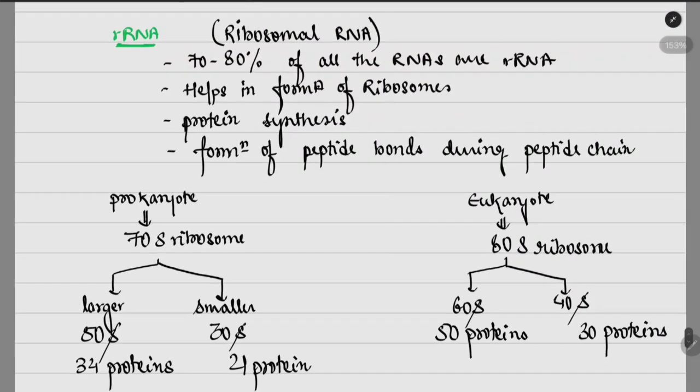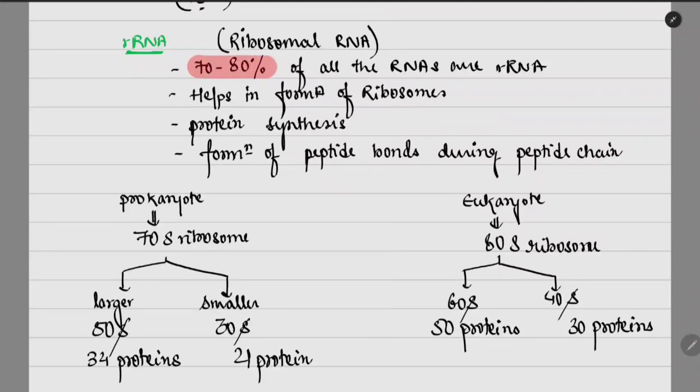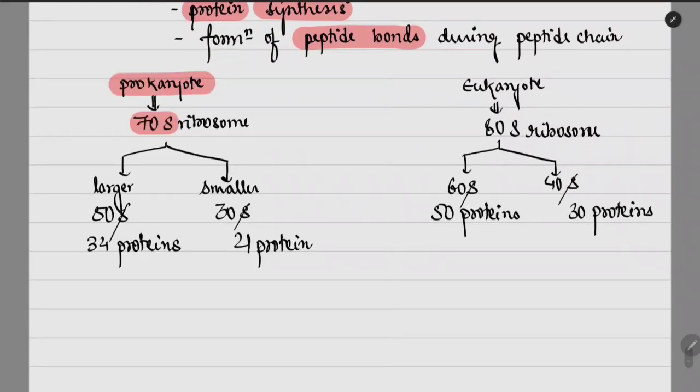So the important points we have discussed already: 70 to 80% of all RNAs, helps in formation of ribosomes, protein synthesis, formation of peptide bonds. And the prokaryote has the 70S ribosome and the eukaryote has 80S ribosomes.